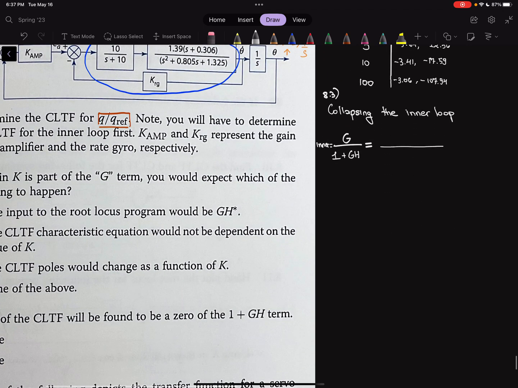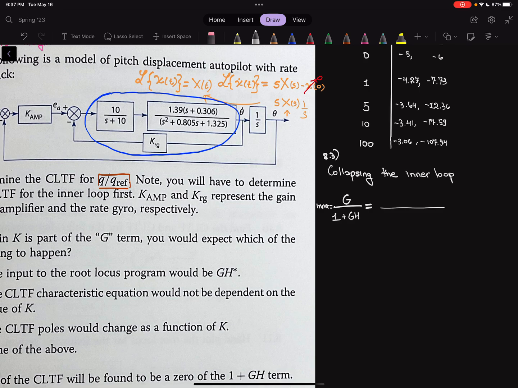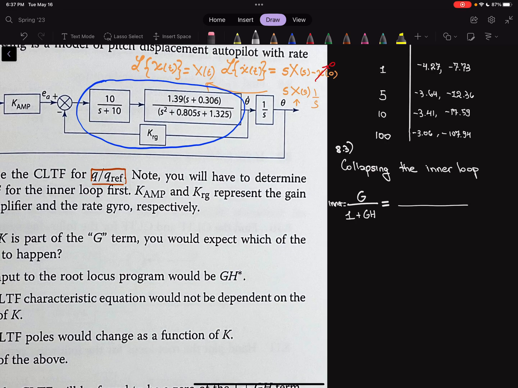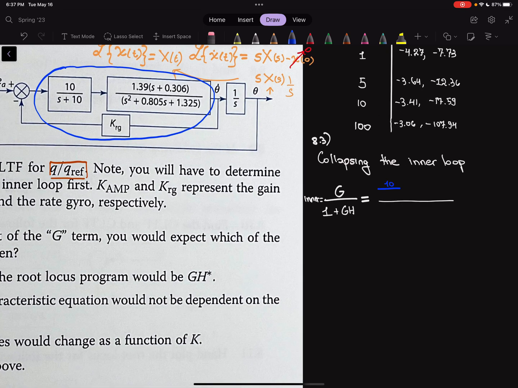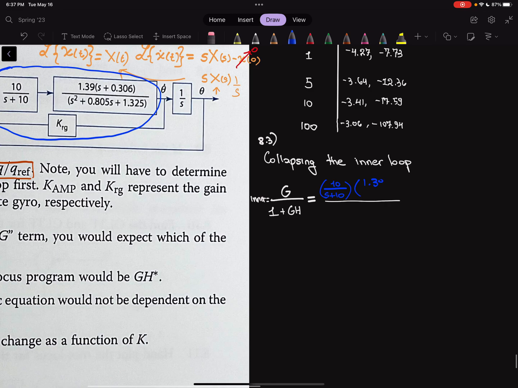So how are we going to do this? Well, you have to remember, what is your G? It's everything in the forward path. So that's 10 over s plus 10 and the other box over here. They're both G. So let's write that as 10 over s plus 10 all multiplied by 1.39 times s plus 0.3306, all of it divided by s squared plus 0.805 s plus 1.325. Okay, and we close this. That's going to be our G.